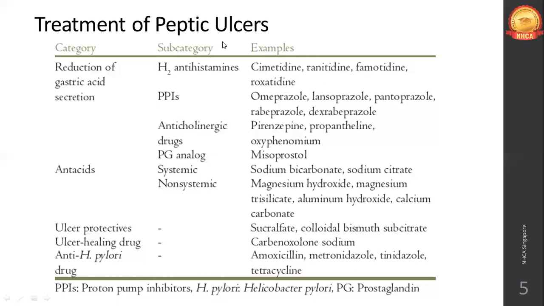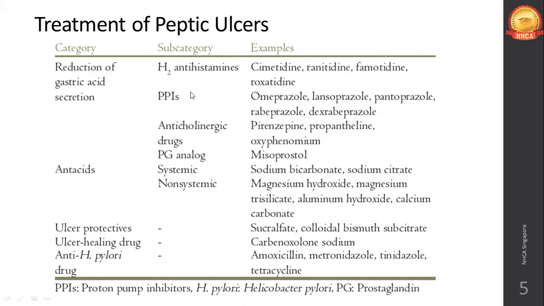So, treatment of peptic ulcer, this is the medical treatment. It is prescribed by the doctors to reduce the secretion of acid: H2 receptor hydrochloric acid blocking agents, antihistamines can also be given. PPIs can also be given, and they can prevent nausea and vomiting. Anticholinergic drugs, PG analog drugs, antacids which are systemic and non-systemic.